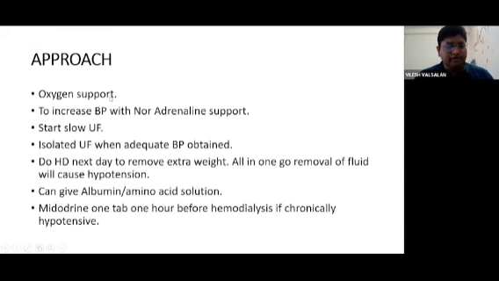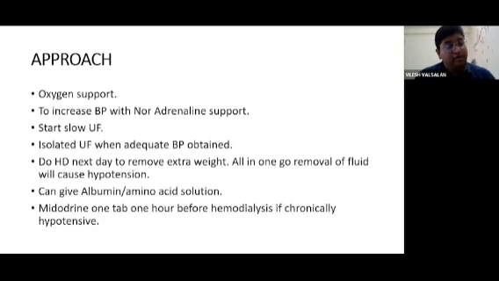So the approach was to give oxygen support first as saturation was low. Here we need to act fast. We want to remove fluid by ultrafiltration. So we didn't wait for anything else. You put the patient in a head-low position, but importantly, you have to start noradrenaline support to increase the blood pressure so that we can start the UF slowly. Once the blood pressure is obtained, we can do an isolated ultrafiltration so that we can remove some fluid faster and keep the patient from going into hypoxia or ventilation, and he can get better with only oxygen support.